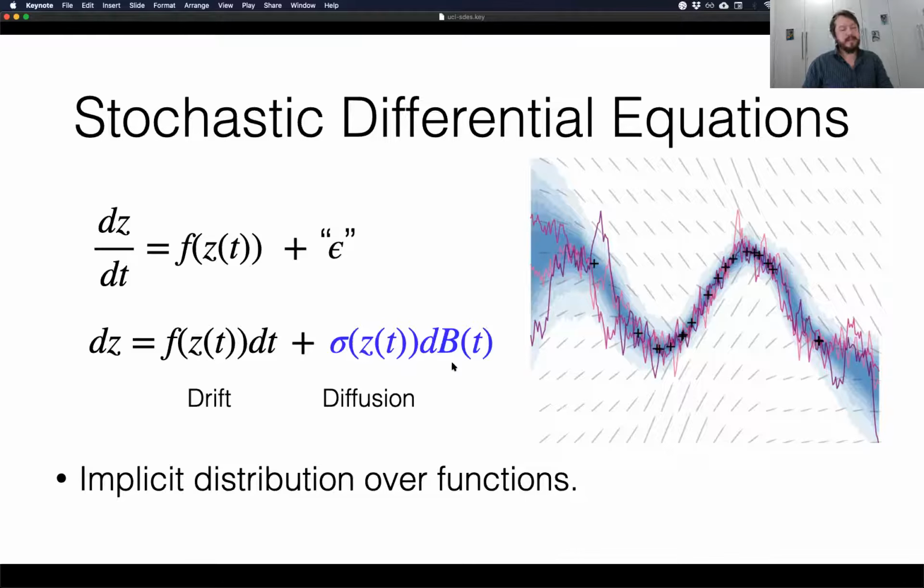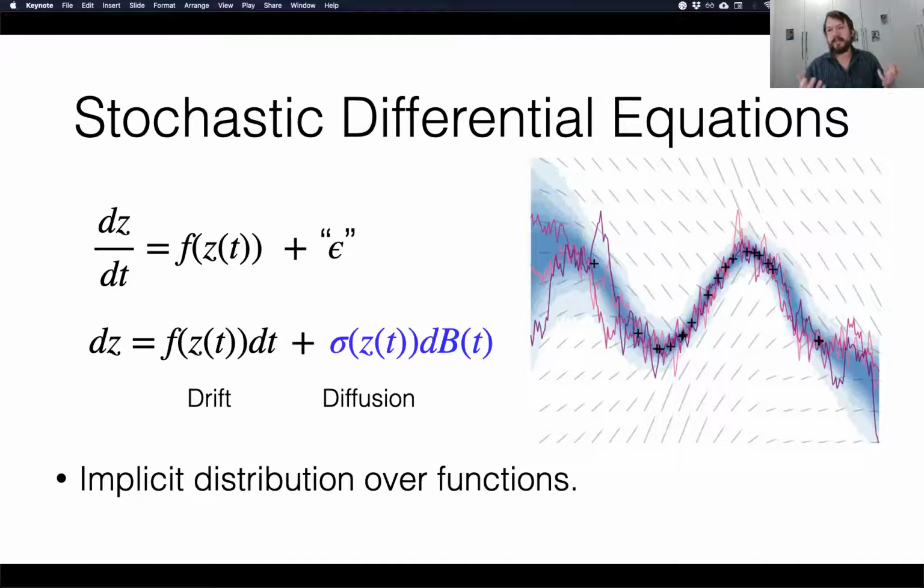Okay, and the cool thing about this is that once I write down these two functions and I specify an initial state or an initial distribution at some time 0, I've implicitly defined an entire distribution over functions. So this is kind of like Gaussian processes. It's just a way of writing down distributions over functions, is how I think of it.